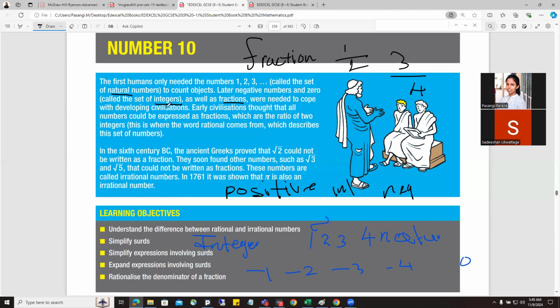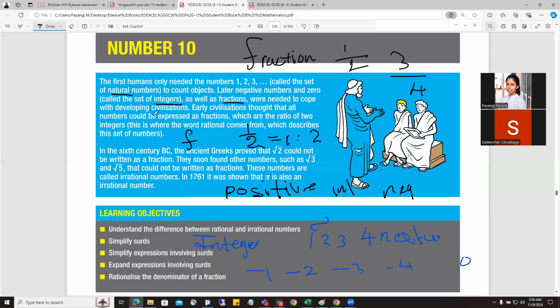These were needed to cope with the developing civilizations. Early civilizations thought that all numbers could be expressed as fractions. I told you what fractions are, the ratio of two integers. So a fraction is kind of a ratio. If it's a half, you can rewrite it as a ratio 1 to 2. We are learning these points in future as well, but these are the things we have already learned so far.